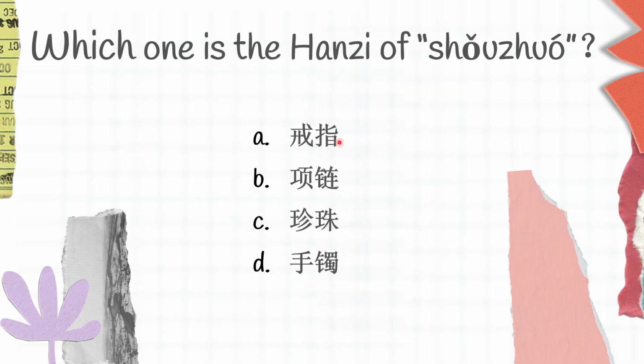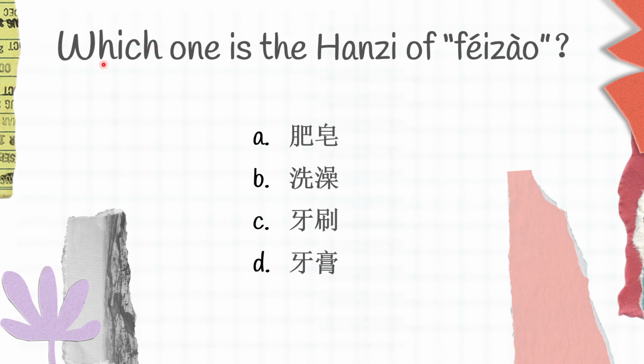The first question here, which one is the Hanzi of Shou Zhuo? Do you guys still remember? A here is 戒指, B is 项链, C is 珍珠, and D is 手镯. And therefore, D is the right answer for this question.